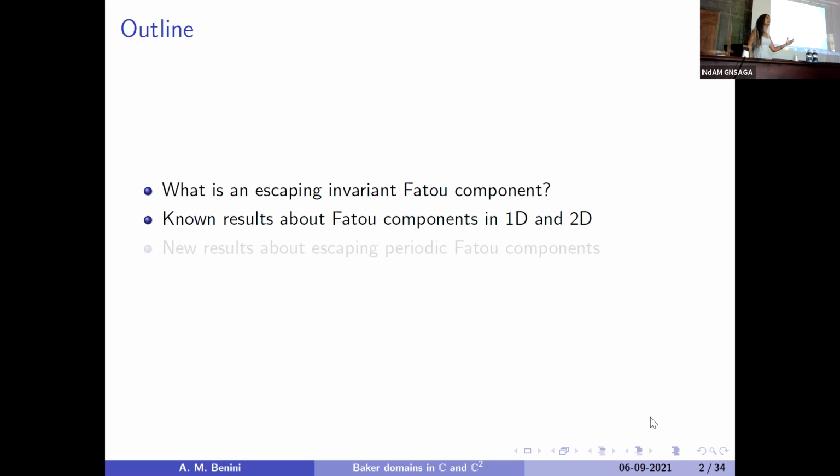I will tell you some results of what is known in complex dynamics in one variable and complex dynamics in two variables concerning these escaping from two components. And finally, I will tell you about some new results which were obtained with a variety of friends and co-authors, Arosio, Fornaess, Peters on one hand, and Sarah Koch on the other.